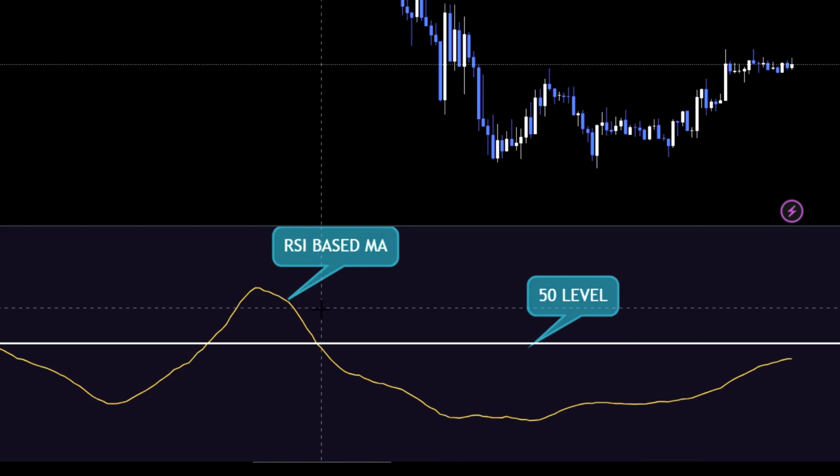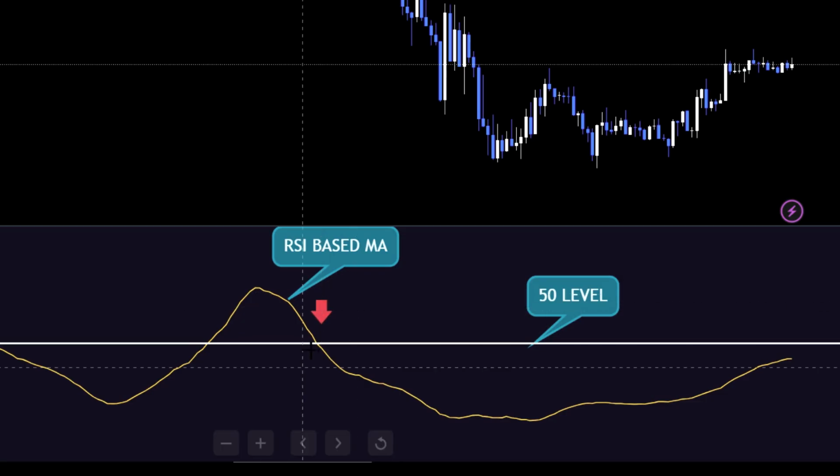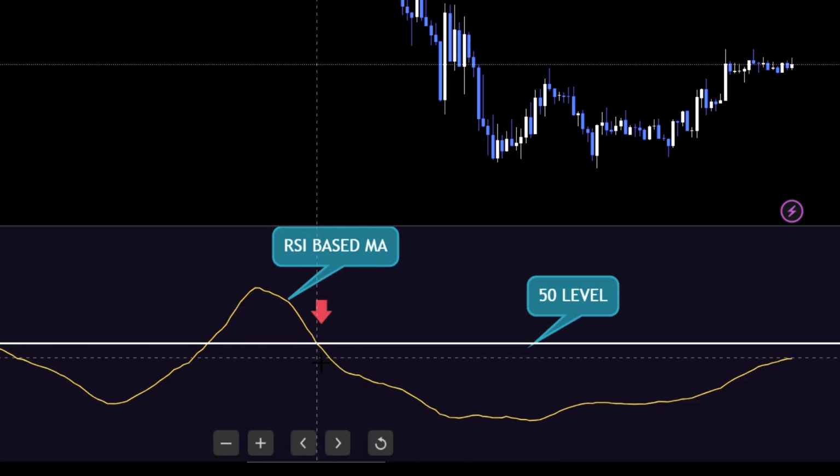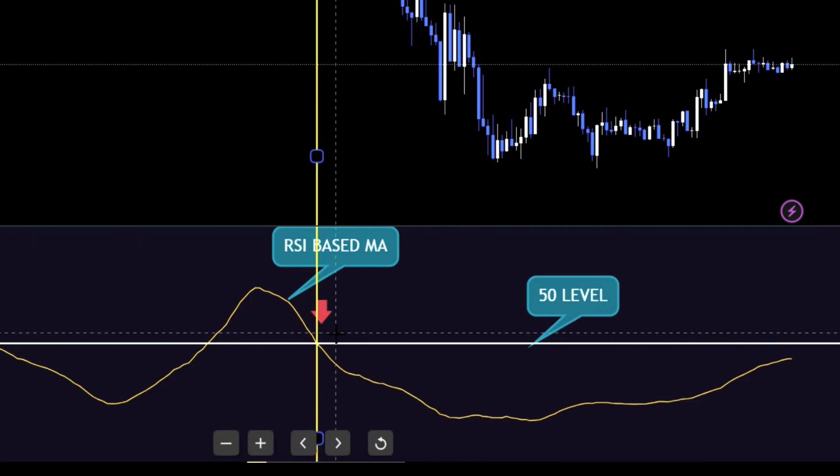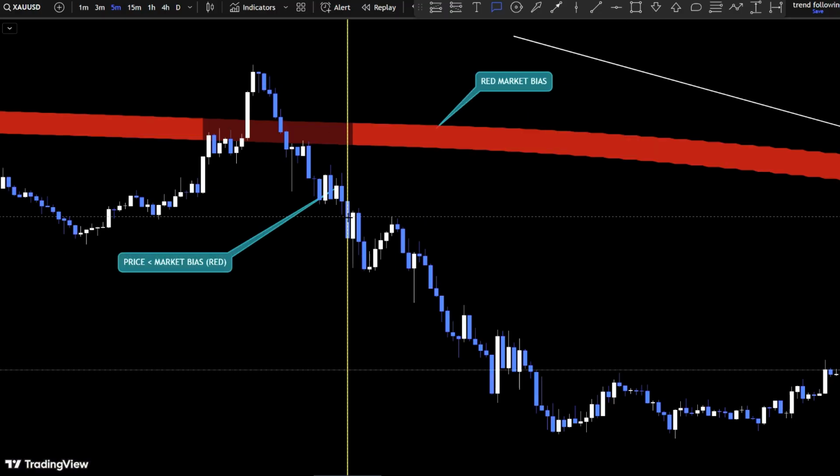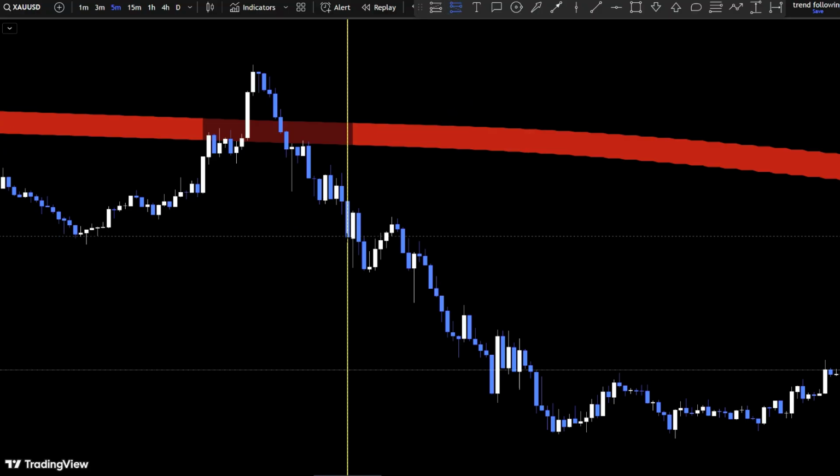So, what do we do next? Right at the moment the RSI line crosses down through the 50 level, we want to find the corresponding candle on our main price chart. That's our potential sell signal candle. Once the candle closes, that's where we are going to look to open a sell trade.